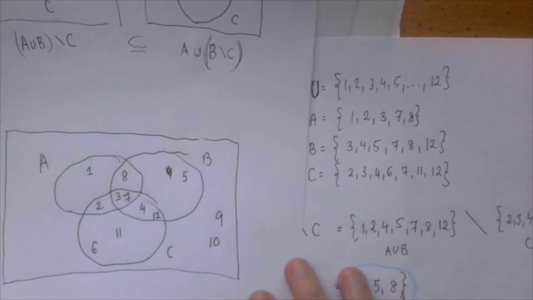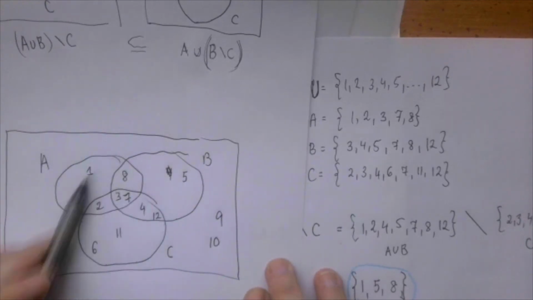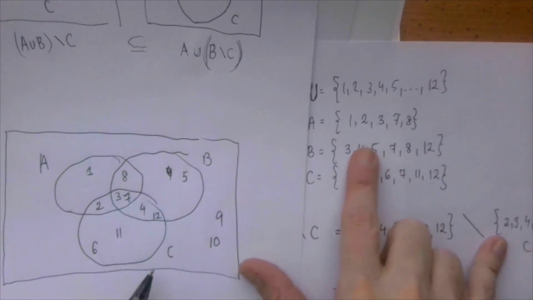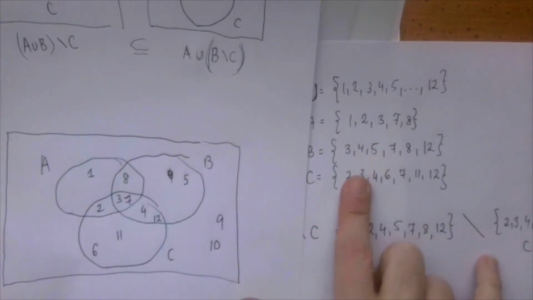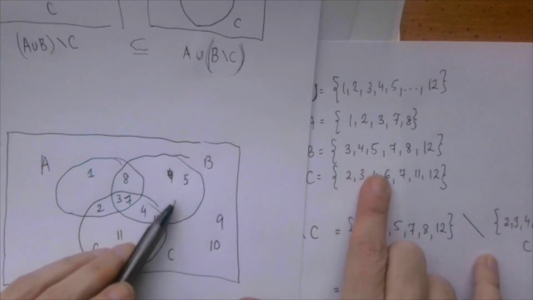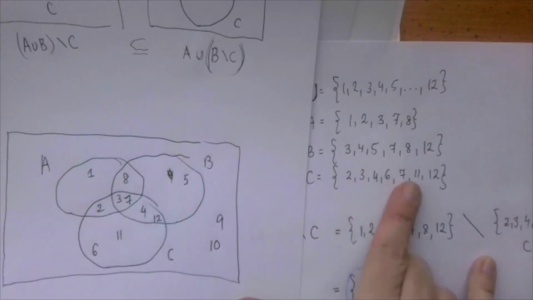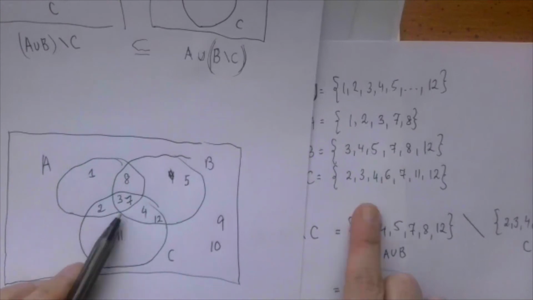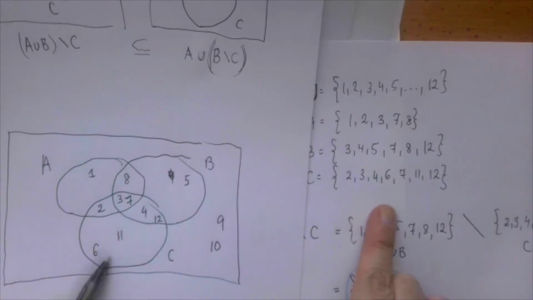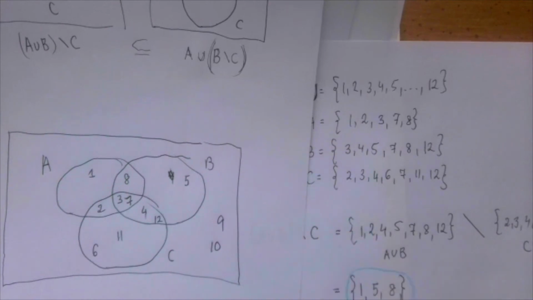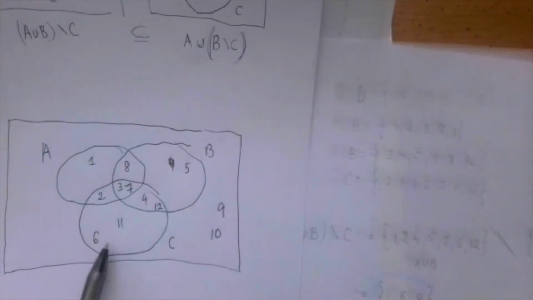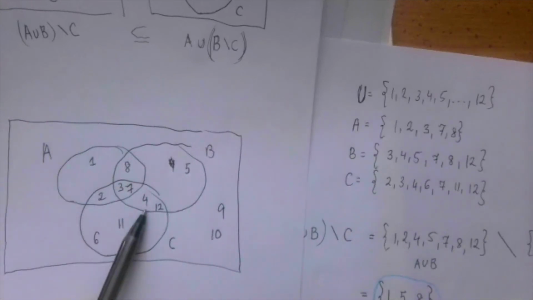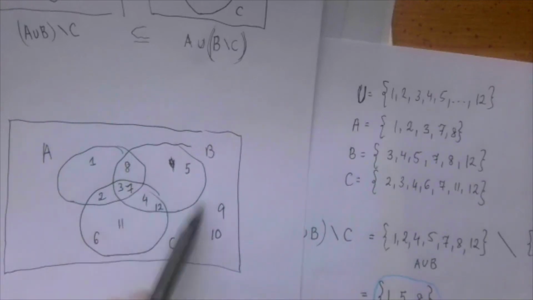So one way we check, if we read numbers in this bubble, we should recover all the elements of A. 1, 2, 3, 7, 8. That's good. B: 3, 4, 5, 7, 8, 12. Good. C: 2, 3, 4, 6, 7, 11, 12. And then we can do that with U. So every number should be listed exactly once. 1, 2, 3, 4, 5, 6, 7, 8, 9, 10, 11, 12.